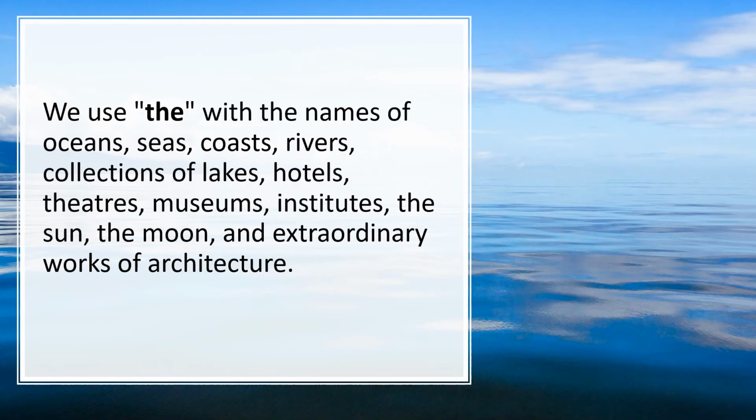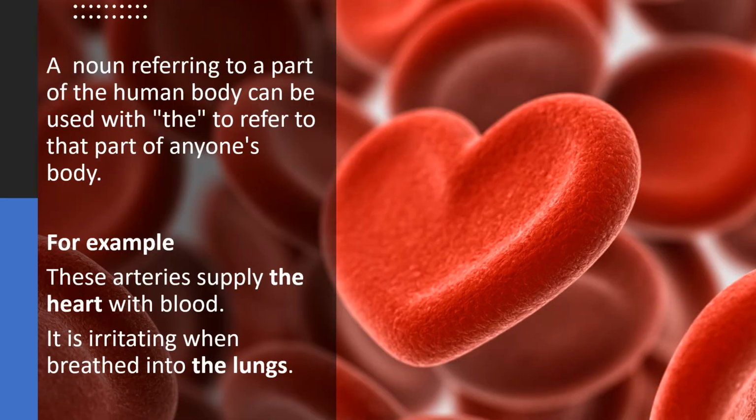We use the with the names of oceans, seas, coasts, rivers, collections of lakes, hotels, theaters, museums, institutes, the sun, the moon, and extraordinary works of architecture. A noun referring to a part of the human body can be used with the to refer to the parts of anyone's body. For example, these arteries supply the heart with blood. It is irritating when breathed into the lungs.